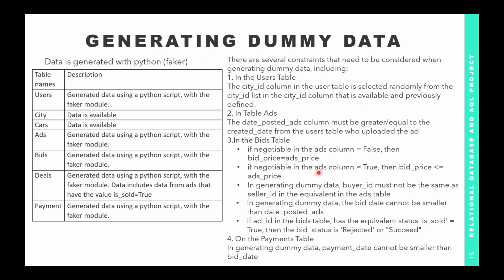Suppose that we have dummy data. The dummy data we generated with Python Faker, but initially we already had these two datasets: the city data and the cars data. The rest of the data, or the tables, are generated with Python Faker. There are several constraints that need to be considered when generating the dummy data, which we also need to add to our database that has been created in pgAdmin before. Let me show you about this. I'm sorry, I haven't put it into the presentation, but it is what it is.